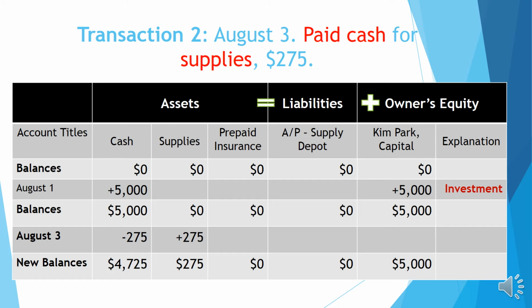Then we're going to go to the right side and add liabilities, which is 0, plus capital, which is $5,000, to get $5,000. So assets $5,000, liabilities plus owner's equity $5,000. Our accounting equation is in balance.